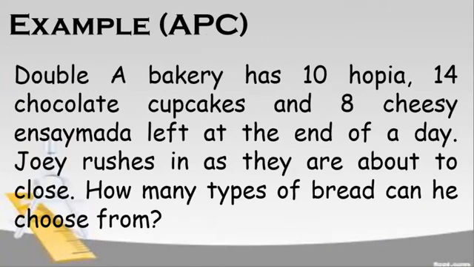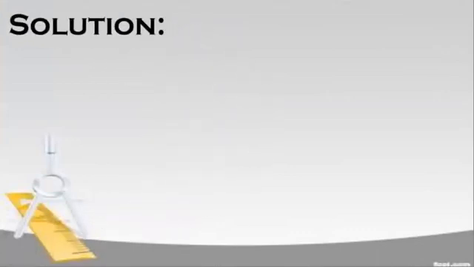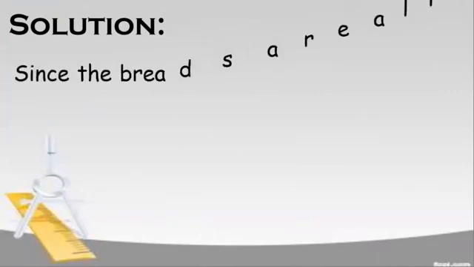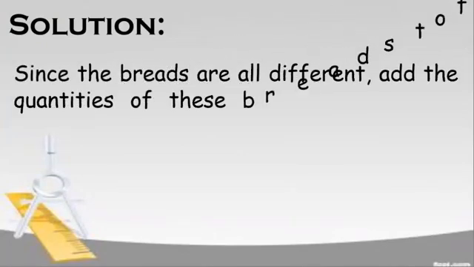So kumbaga po ay si Double A Bakery, meron siya iba't ibang uri ng natirang bread. And then si Joey, gusto niyang pumili ng isa. So ang tanong po dyan, ilan yung kaya or ilan yung kanyang pwedeng pamilian. So this is an example of an addition principle of counting. And how do we solve this one? So kagaya po nung kaninang sa description natin ng addition principle of counting, we are just going to add po yung ating choices.